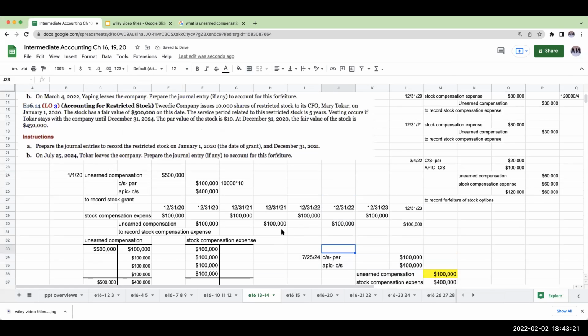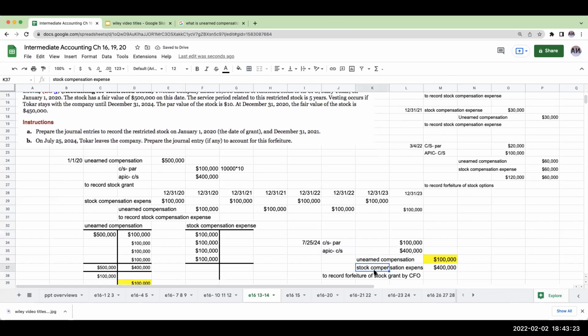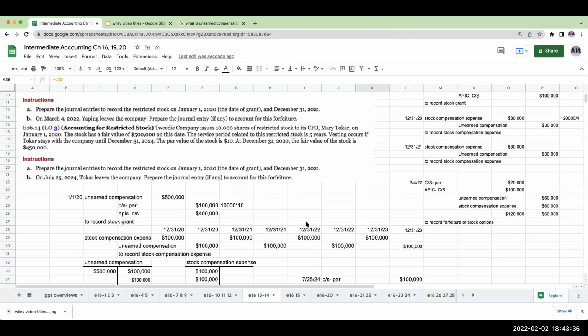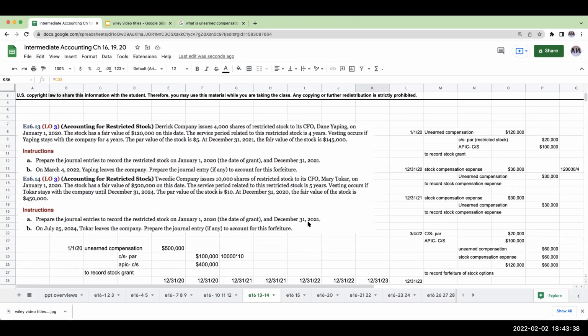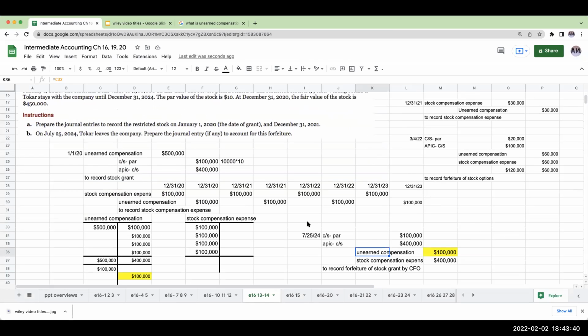So if it's in the service period, we're going to credit stock compensation expense for the amount that we've previously recognized. We have to flush out unearned compensation, and again, that is a contra-equity account. So this is how we go through and do our accounting for restricted stock.